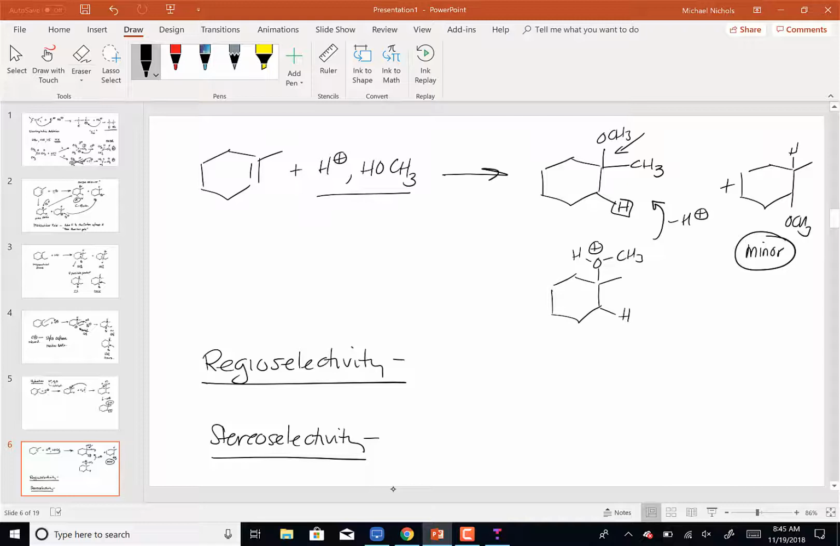The first thing is selectivity. You can't be selective if you only have one choice. Right? That's true in life. If I only have one choice, I can't be selective. So in order for the reaction to fit the selectivity rule, we need to have more than one possible product. Now, just because it's a possible product doesn't mean it's the major product.